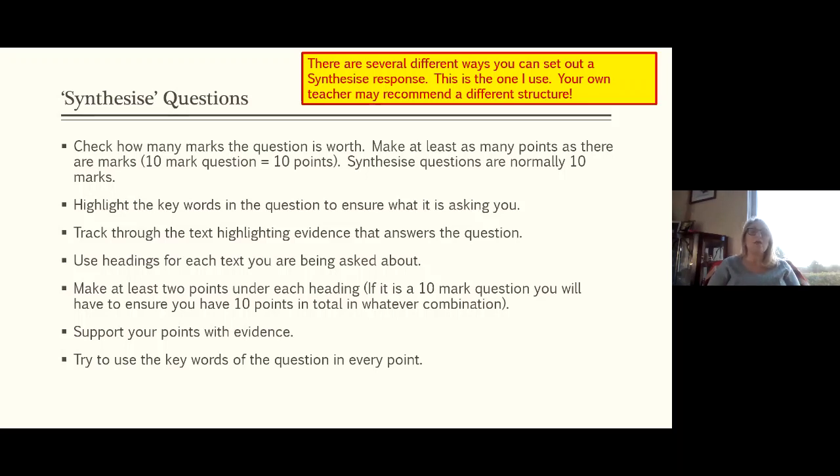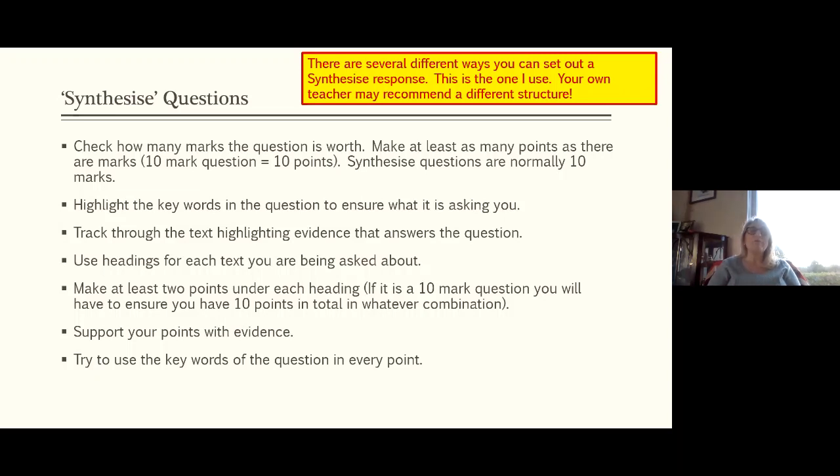For text A, you may have 5 points. For text B, you could have 5 points. Or in some circumstances, you might have 4 points for text A and 6 points for text B. So whatever combination makes 10 points.